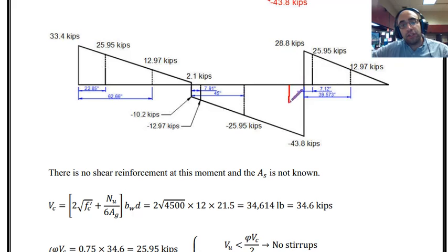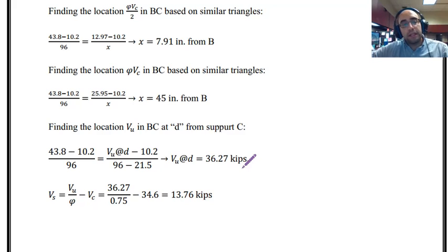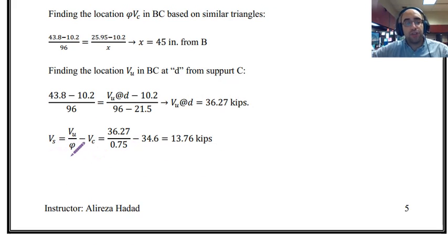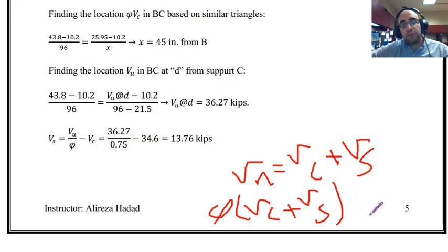So shear at D inches from the support was equal to 36.27 kips. Now that I have this value, I can use it in the equation that we had for finding the shear on stirrups. Total nominal strength is equal to VC plus VS, and that's how we can say phi times VC plus VS, the reduced shear strength, should be greater than VU. And if I put it equal to VU, I can find the amount of shear that goes into stirrups.